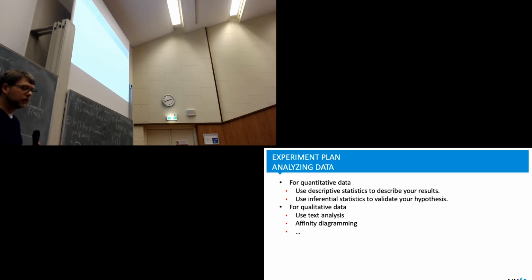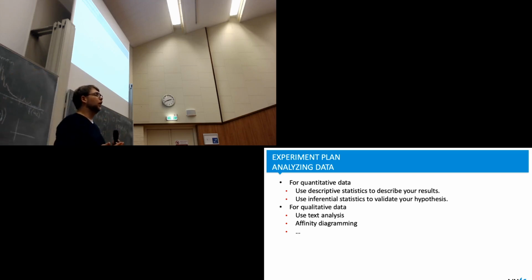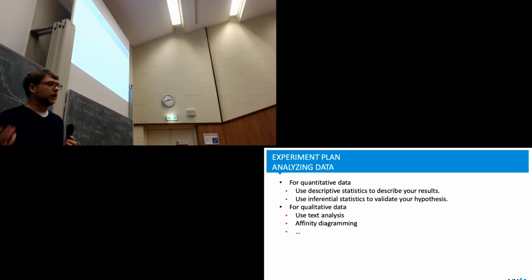If you have qualitative data, you have to analyze all the text, all the material manually. There are also different kinds of techniques, so either text analysis techniques, or you use, for example, affinity diagramming, so you try to get all different aspects noted, and then try to structurally analyze every interview or every study you observed.